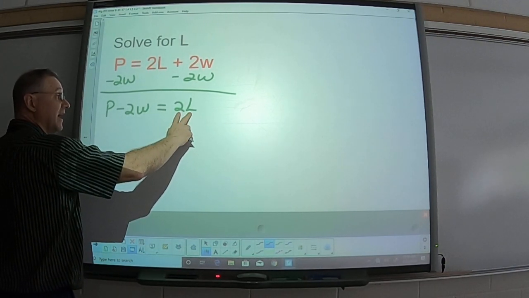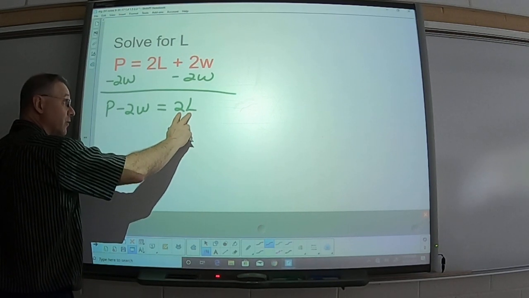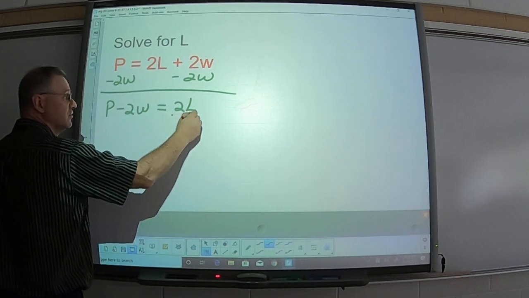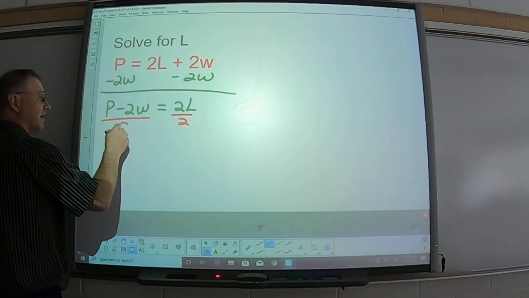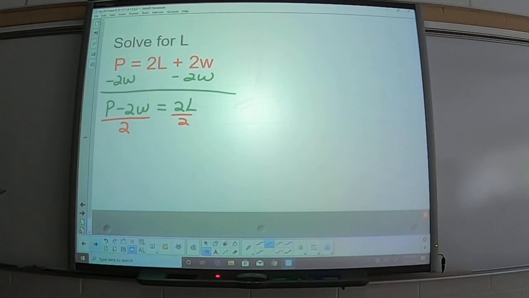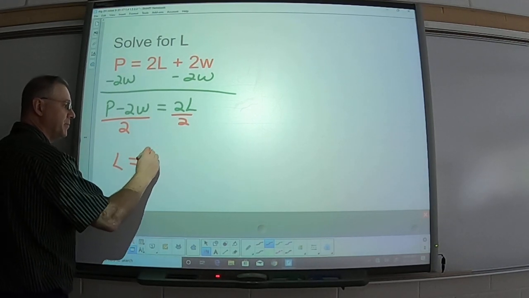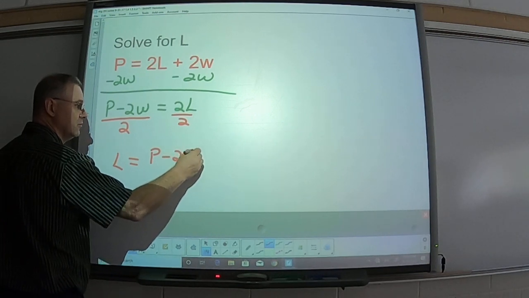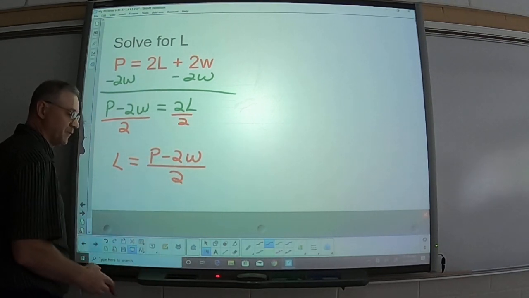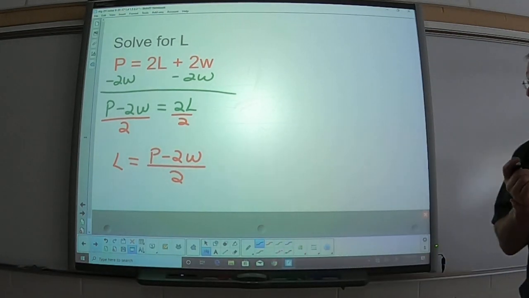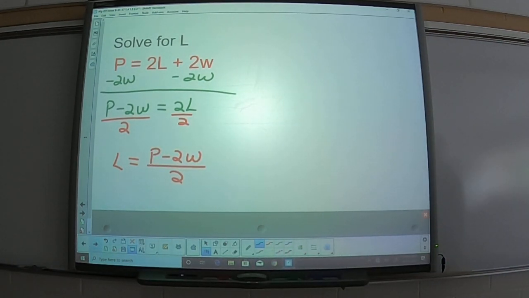So now I gotta get the L by itself. I don't wanna have 2L, I wanna just have L. So I have to get rid of that 2: divide by 2, divide by 2. See, there's just one big fraction. So L equals P minus 2W over 2. That's one way that it can be written, and that's an absolutely fine way to give me an answer.